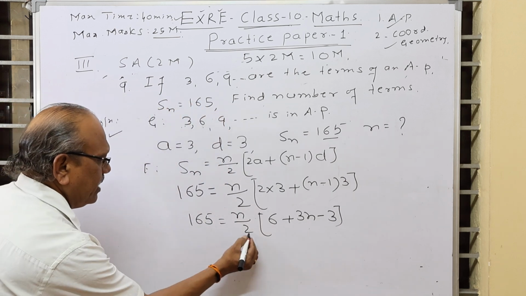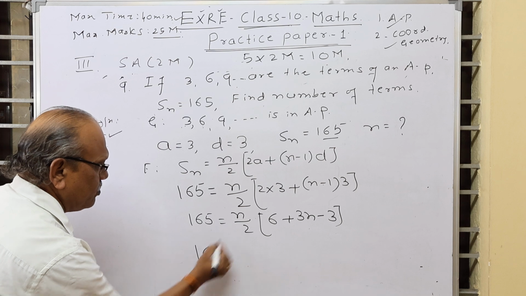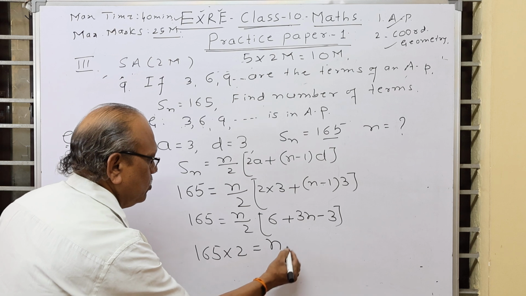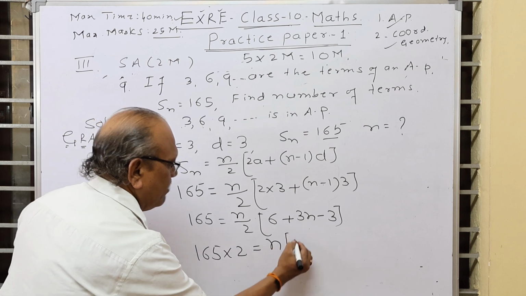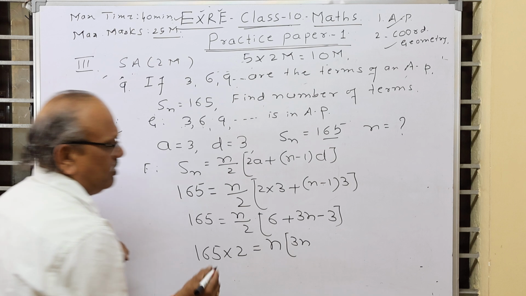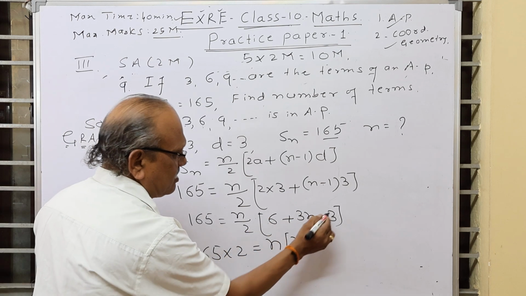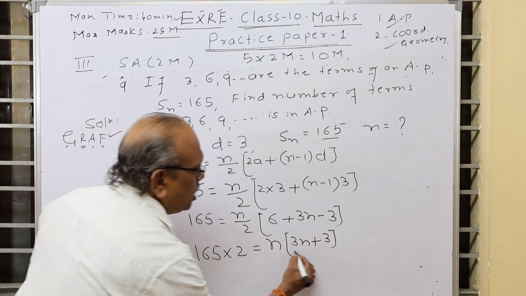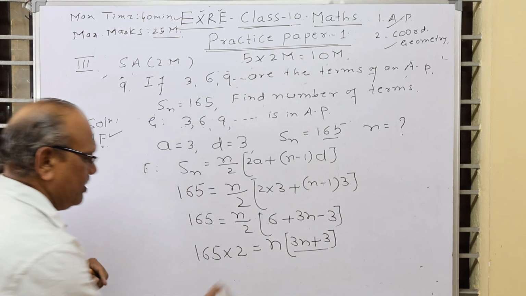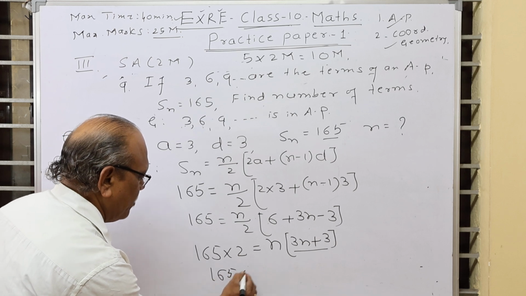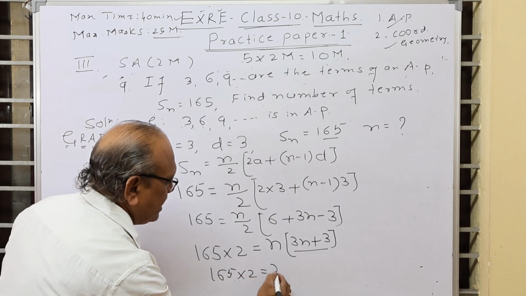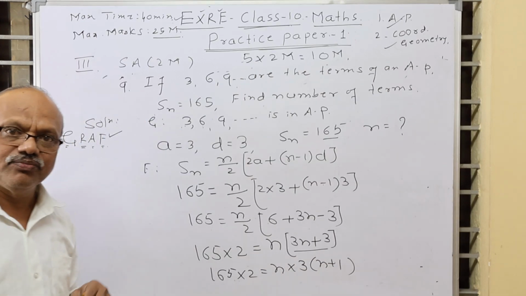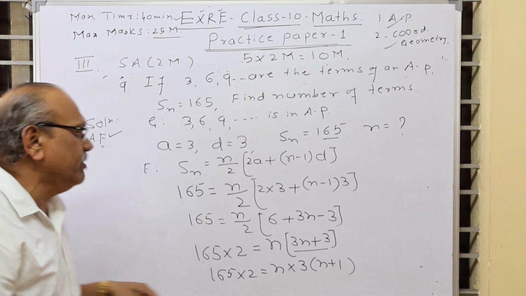Take this number 2 also to the left, because we are interested in n. 165 into 2 is equal to n into bracket. You are left with 3n. Let me write 3n first. 6 minus 3 is plus 3. Here you can observe in these two terms, common is 3. Take that 3 outside. 165 into 2 equals n into 3 into bracket n plus 1. Observed? Now you take 3 to the left, what do you get?